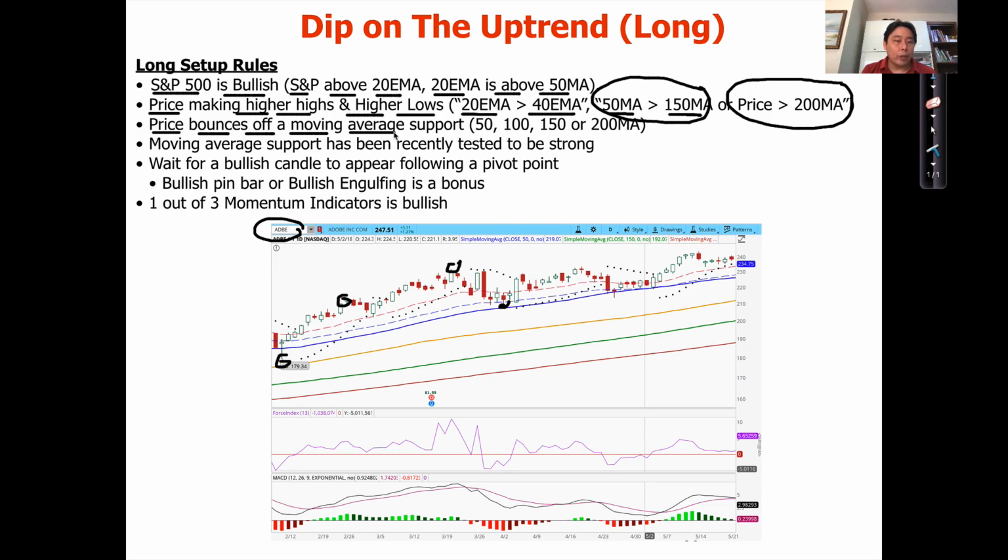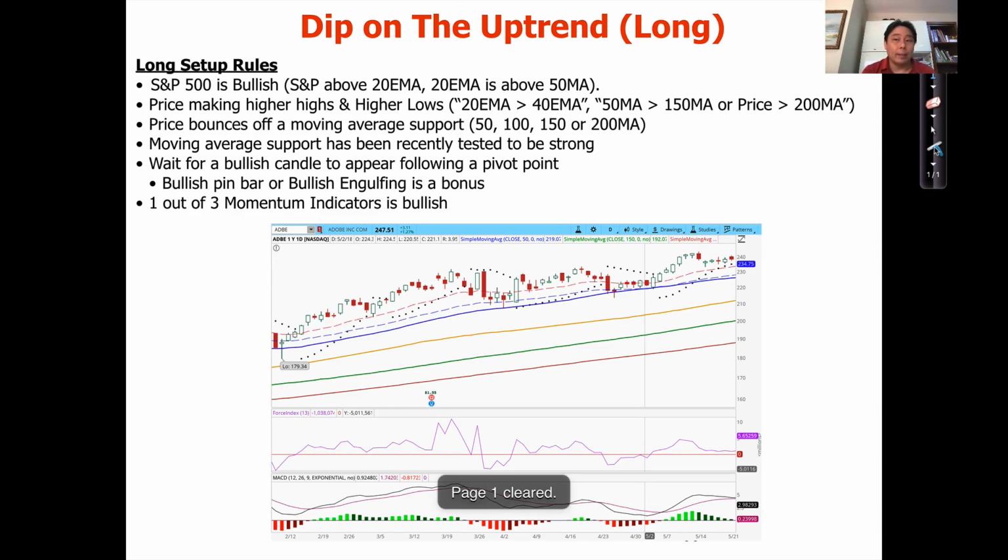What's important is to ensure that the moving average support has been recently tested to be strong. So again, if it bounces off the 50, we want to see the 50 being tested recently. If it bounces off the 100, it must have been tested recently as well. Now, as the price is bouncing off the moving average, when is the best time to enter? We want to wait for a bullish candle to appear following a pivot point.